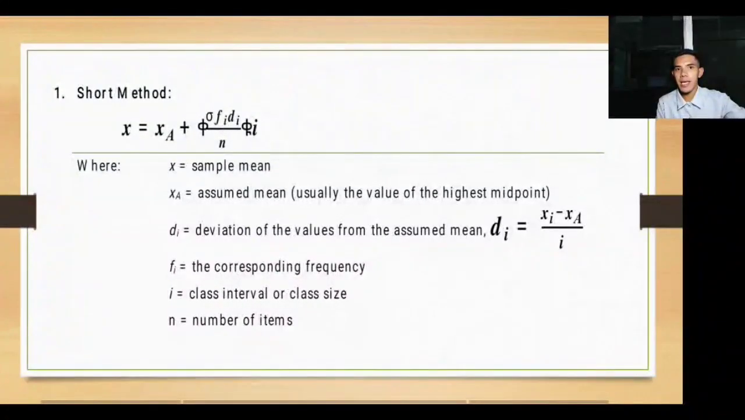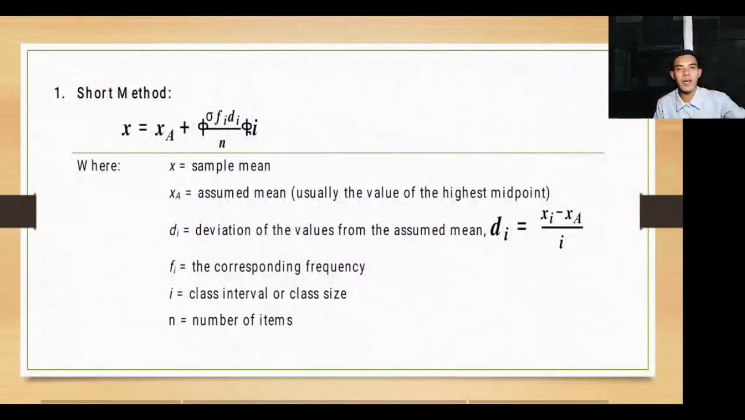Wherein x̄ is the sample mean, x sub A is the assumed mean, usually the value of the highest midpoint, and d sub i is the deviation of the values from the assumed mean. In order to get it, d sub i equals x sub i, or the value of the midpoint, minus the assumed mean, over i. The corresponding frequency is f sub i, i is the class interval or class size, and n is the number of items.